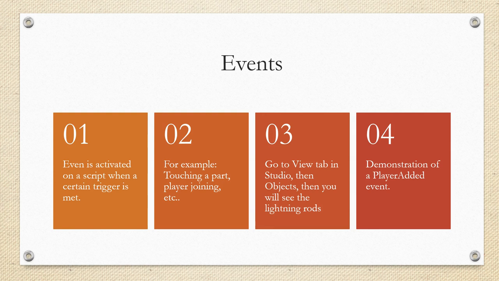A lot of this stuff is done by scripting. You can go to the View tab in the Studio, for example, go to Objects, and then see some of the lightning rods. All of those lightning rods represent different events or things that happen when some part of the script is activated. We're going to do a demonstration on how a player can be added as an event. Every time somebody enters your game, the player information will be added to the leaderboard.